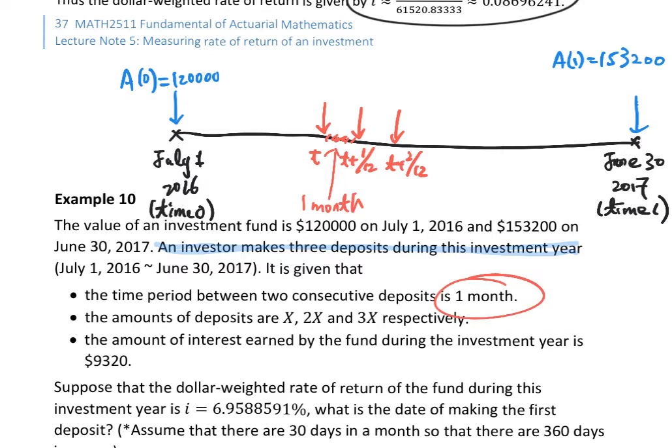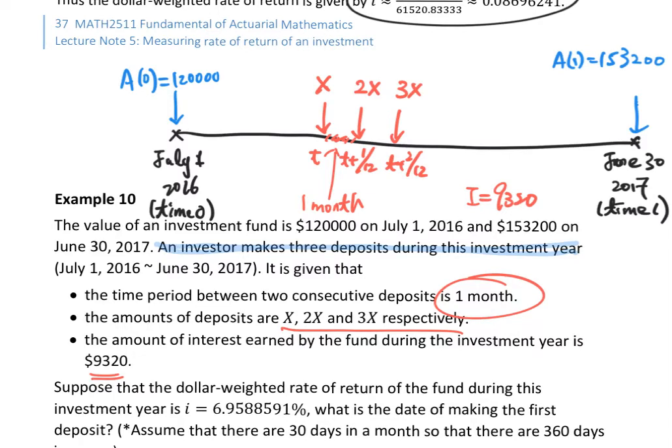And then you are also given that for these 3 deposits, the amounts will be S, 2S, and 3S respectively. That is the second condition. The third thing is that the amount of interest earned over this entire year is 9320, which is your I.